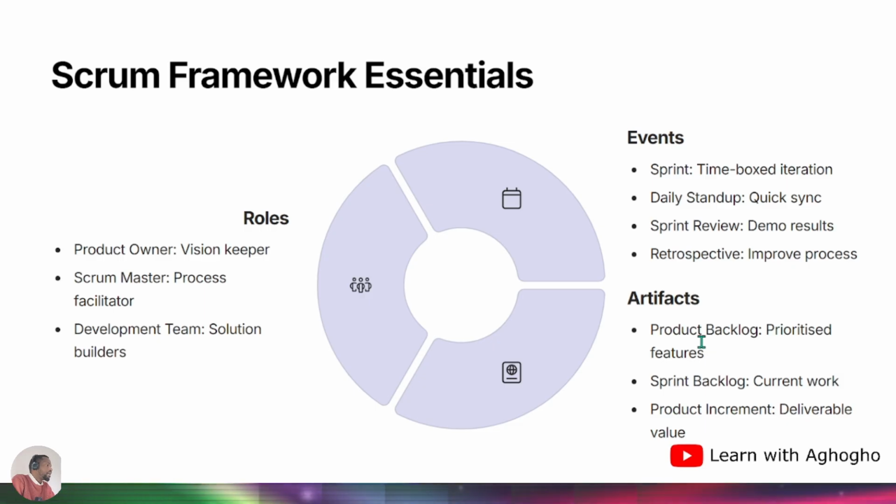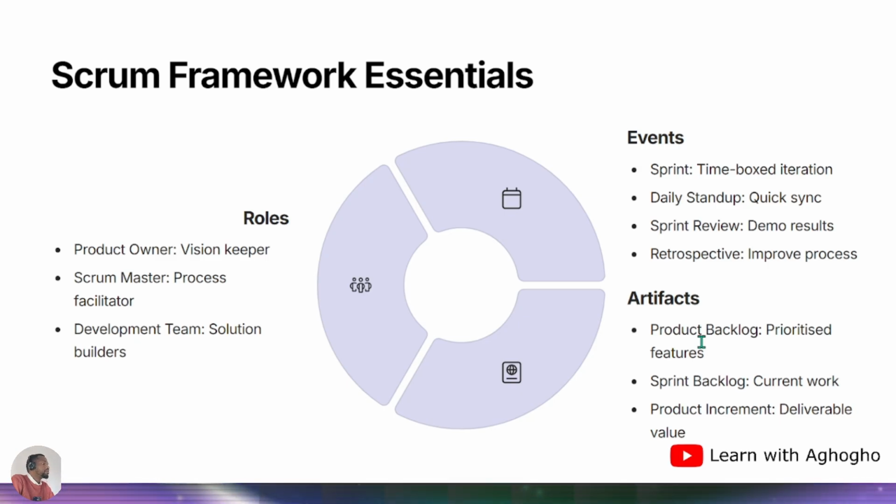And on here we've got our artifacts. Our artifacts are product backlog, prioritizing the features. On your product backlog, you've got the features that you need to execute for the successful completion of the project. And the sprint backlog is the prioritized features that are taken for execution in each sprint. Those are included in the sprint backlog. So they are the current work that you need to execute in that very sprint.